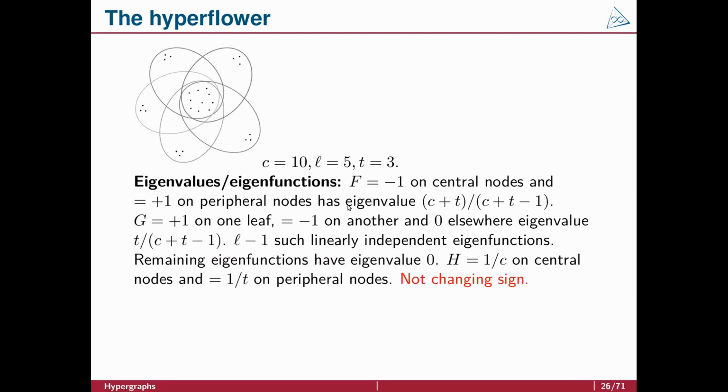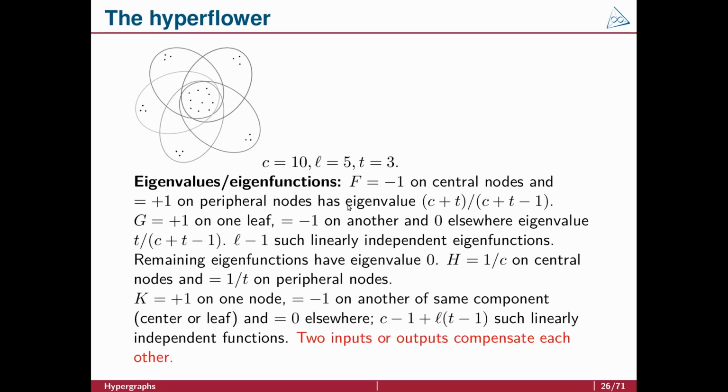And the remaining eigenfunctions all have the eigenvalue 0, but there are different types of them. So first of all, we can have one that doesn't change sign. Just to normalize it, we put 1 on c here and 1 on t on the peripheral vertices. And that, in fact, gives the eigenvalue 0 because the value at each vertex is equal to the average of the values of its neighbors, with the appropriate normalizations that we are having here. So this does not change sign. Then there's another way.